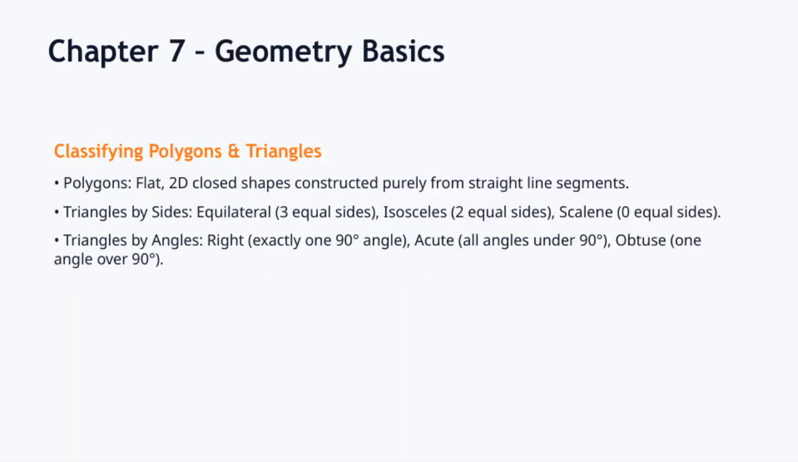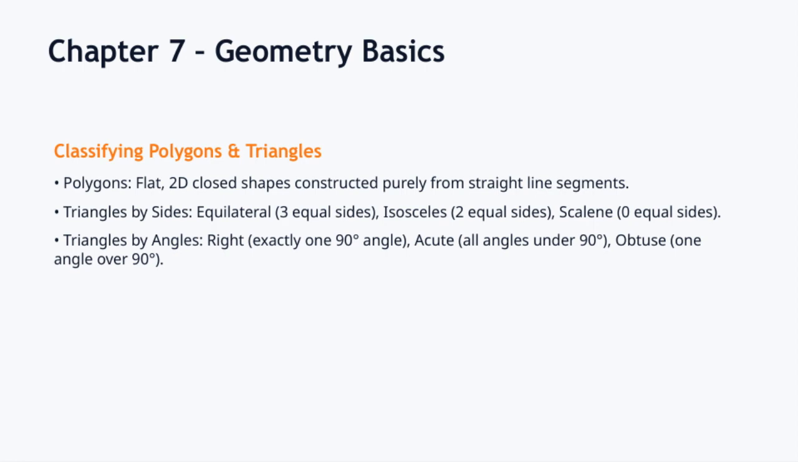Let's dive into classifying polygons and triangles, starting with polygons. These are flat, two-dimensional shapes made entirely of straight lines that close back on themselves. When it comes to triangles, we can classify them by their sides. Equilateral triangles have 3 equal sides, isosceles have 2 equal sides, and scalene have none equal.